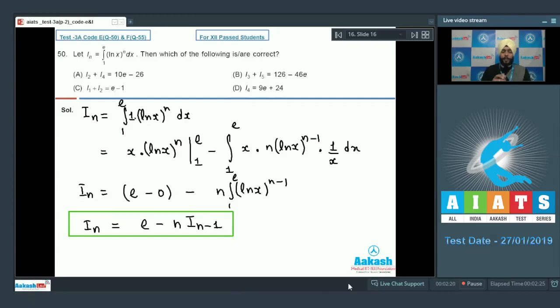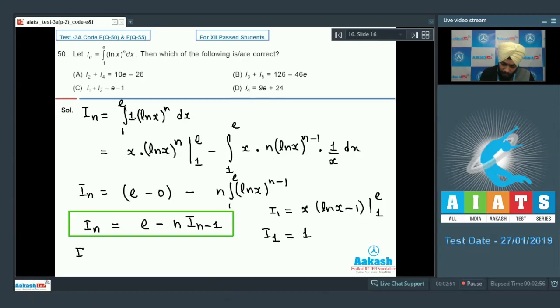Okay. For using this reduction formula, I need the value of I1 separately. So I can easily calculate I1. I1 will be integration 1 to e of ln x raised to power 1 dx. So it is x ln x minus x from 1 to e. That will give you 0 for the first part and minus 1 for the second part. So I1 is equal to 1.